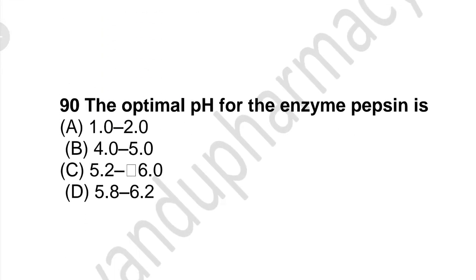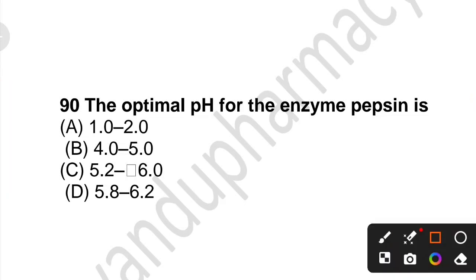The optimal pH for the enzyme pepsin is option A 1.0 to 2.0, option B 4.0 to 5.0, option C 5.2 to 6.0, option D 5.8 to 6.2. Right answer is option A, 1.0 to 2.0.